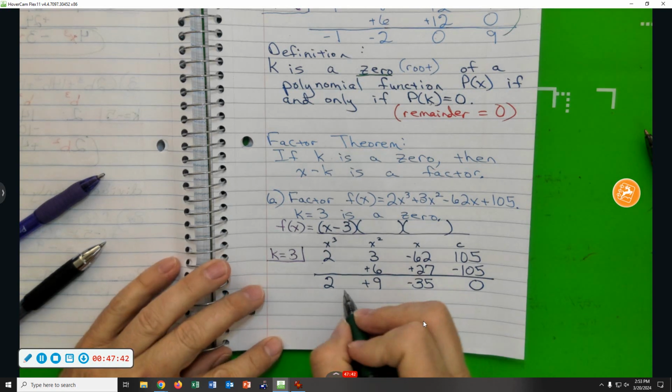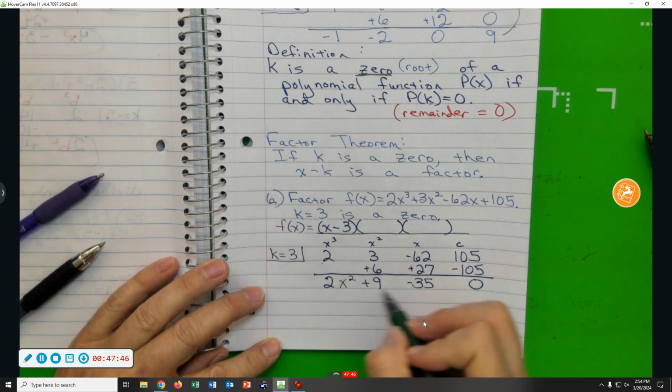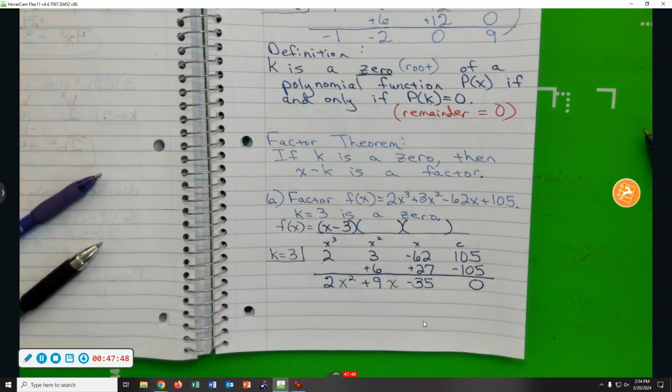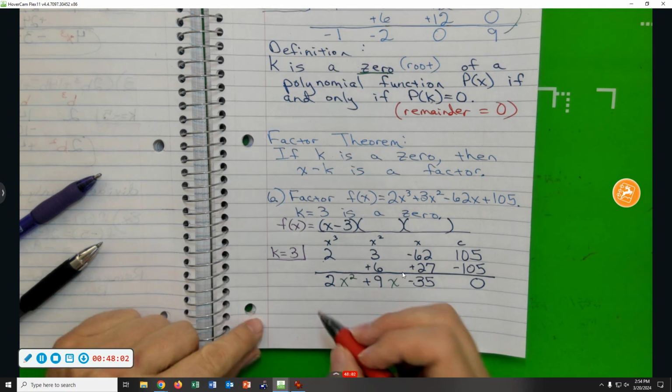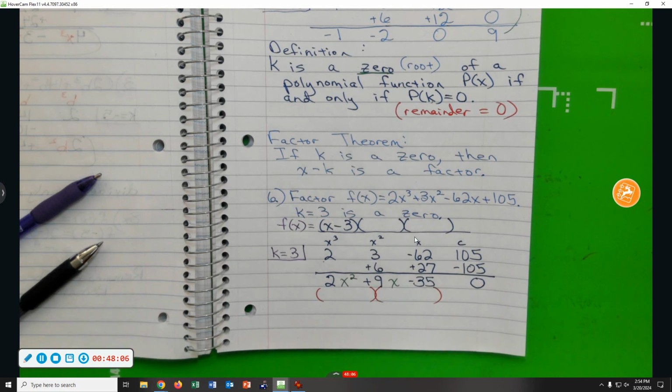The other factor, okay, we started with an x cubed, so that's an x squared and an x. There's the quotient. X minus 3 times 2x squared plus 9x minus 35 should equal 0. Can y'all factor this stuff here and get 2 sets of parentheses? So that's how you get the other 2 sets of parentheses. We know how to factor 2x squared plus 9x minus 35.